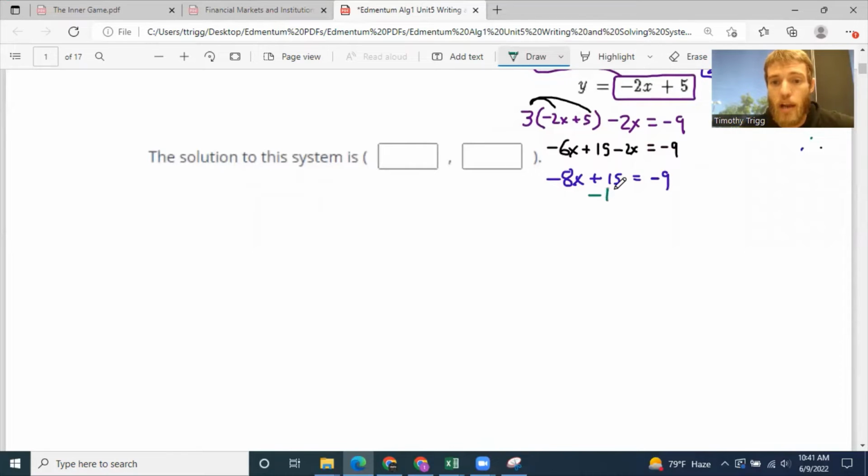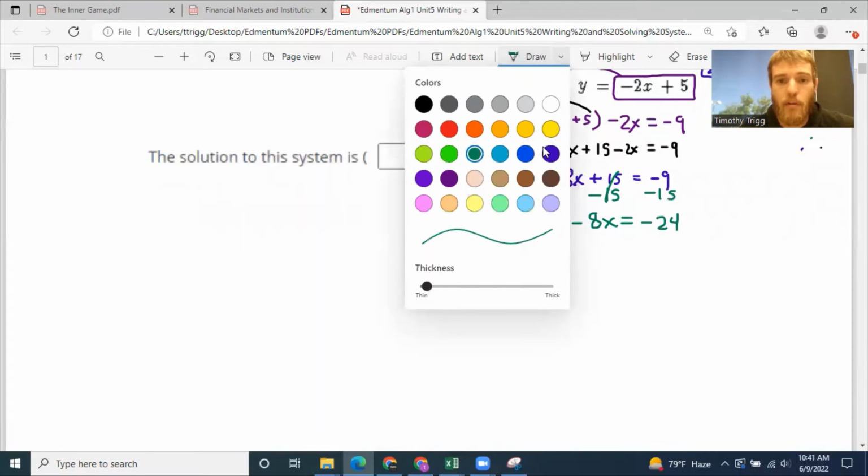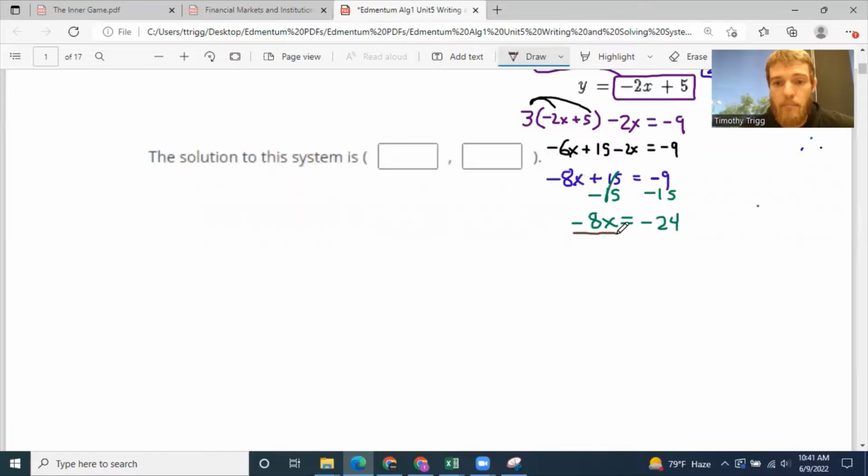Well, hopefully you would see I would subtract 15 on both sides of the equation. Remember, whatever you do on one side of the equation, you have to do the exact same thing on the other side. So -9 minus 15 gives me -24. What would be my next step to help me solve for x? Well, I would divide both sides by -8, giving us that x is, what's 24 divided by 8? 3. Okay. A negative over a negative is positive. So now we know the value of x is 3.